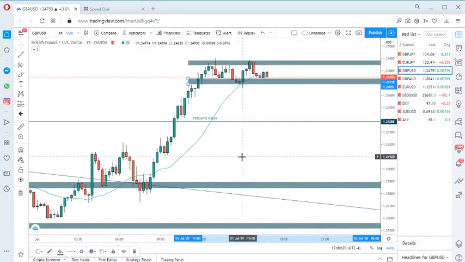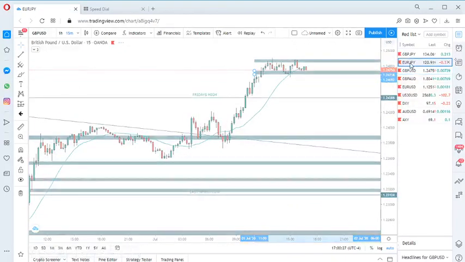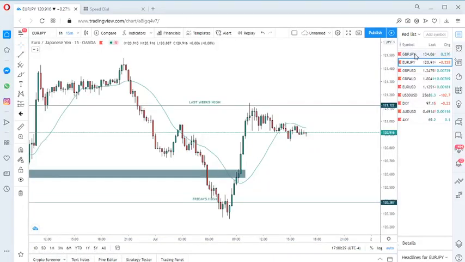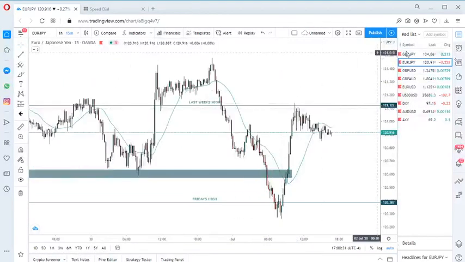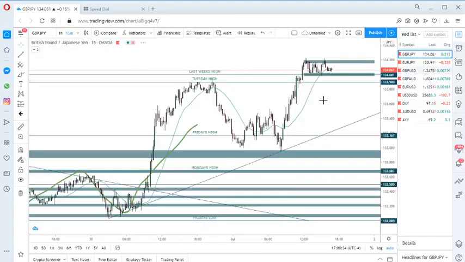So that was the pound USD, Euro GPY. We went through that. Did I? Yeah, I believe we did. And pound GPY. So that's it.